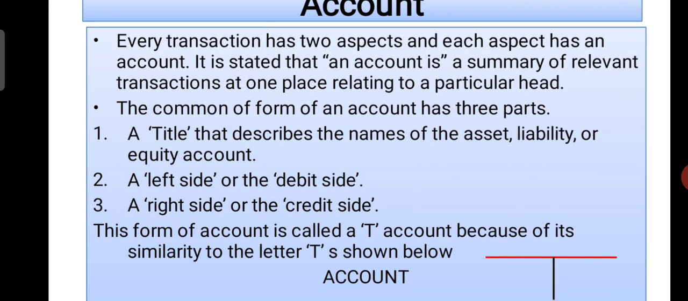The common form of an account has three parts. So we can describe the account. The first one is the title, which describes the name of the asset, liability or equity account. So on the account, first we give a title, a head, the name of the account. That is the first part of the account. Then the left side, which we say is the debit side, and the right side, which we say is the credit side. These are the three parts: head of the account, left side and right side.